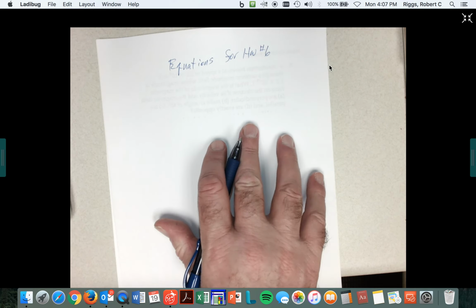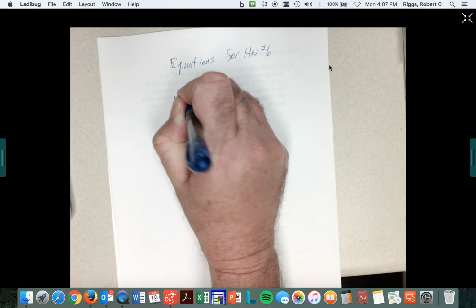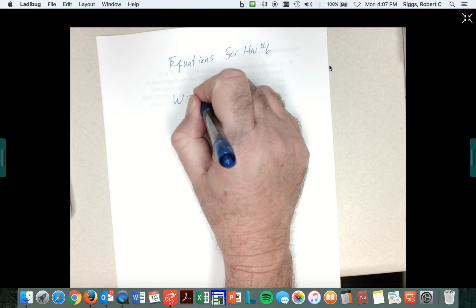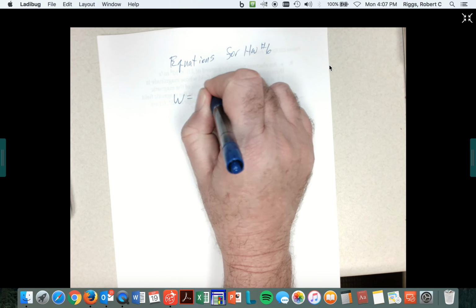Anyway, equations for chapter 6. The amount of work, this is mechanical work that we do, is equal to the force we apply times the distance.